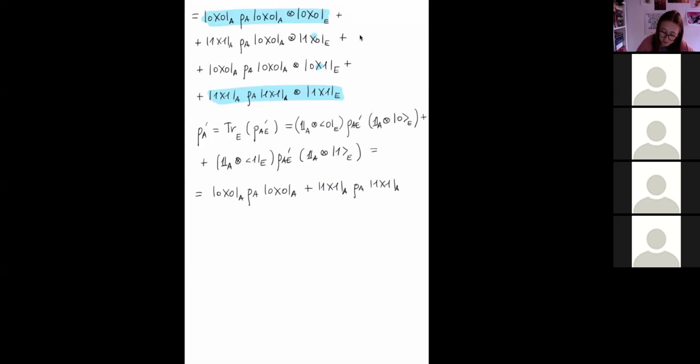And this is exactly what we were looking for, because the projective measurements are described by the projectors |0⟩⟨0| and |1⟩⟨1|. And then ρ_A' is exactly Π_0 ρ_A Π_0 plus Π_1 ρ_A Π_1. Okay, this looks great for a strong measurement.